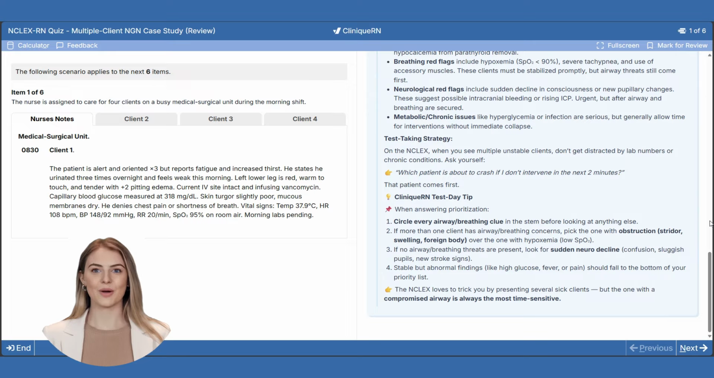If no airway or breathing threats are present, look for sudden neurodecline, confusion, sluggish pupils, new stroke signs. Stable but abnormal findings, like high glucose, fever, or pain, should fall to the bottom of your priority list. The NCLEX loves to trick you by presenting several sick clients, but the one with a compromised airway is always the most time-sensitive.